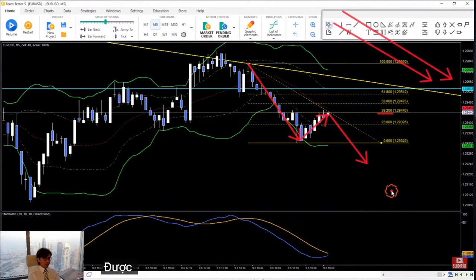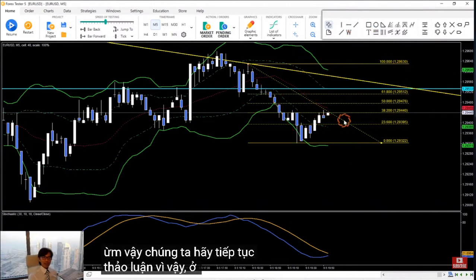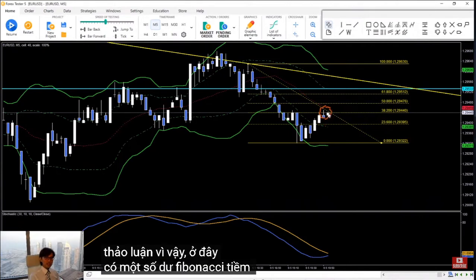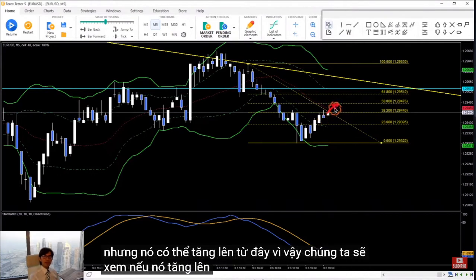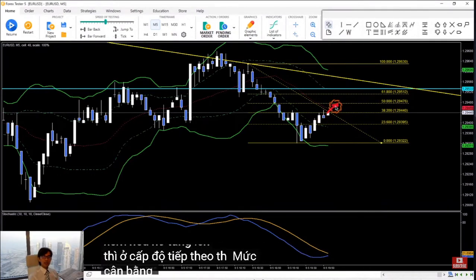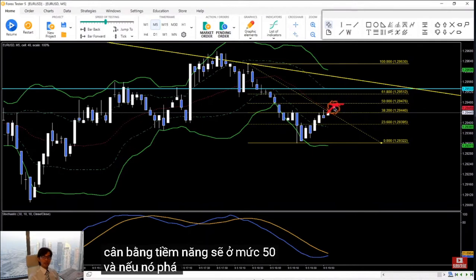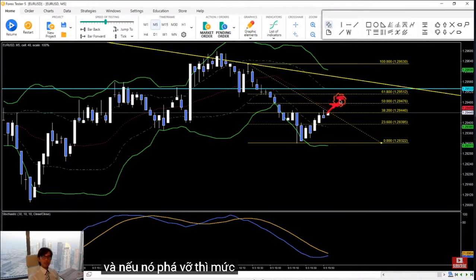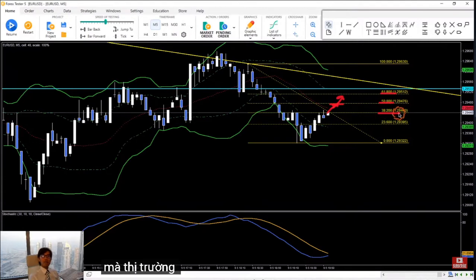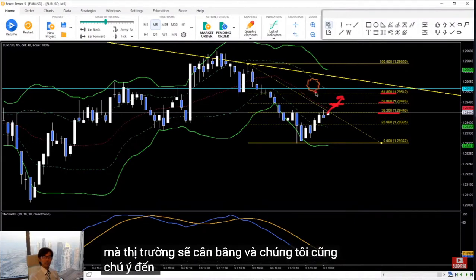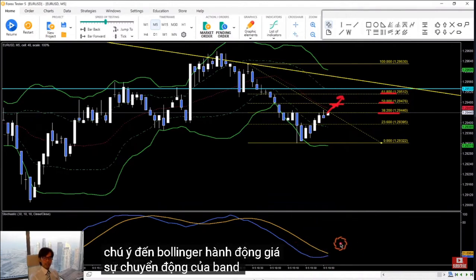Okay, so let's continue the discussion. Here there is a potential Fibonacci bounce, but it might go up from here. So we'll see. If it goes up, then the next potential bounce will be the 50 level, and if it breaks it, then the next potential retracement is going to be the 61.8% level. So we'll see which of these levels the market will bounce from. And also we pay attention to the price action, Bollinger Band, and stochastics movements.